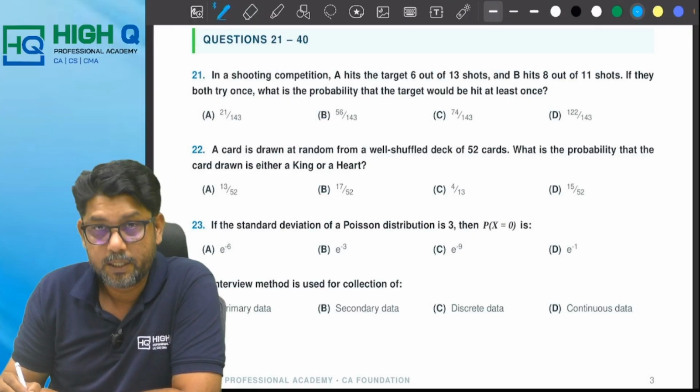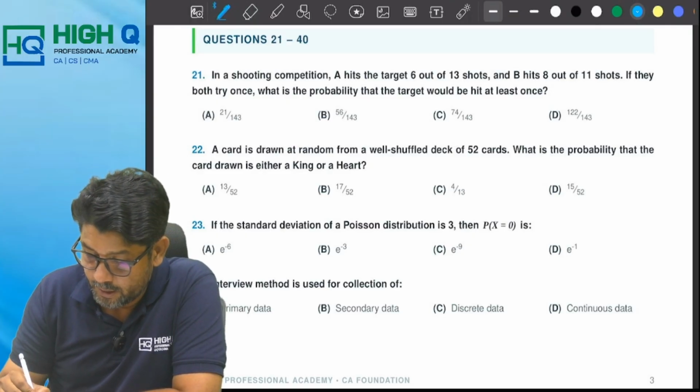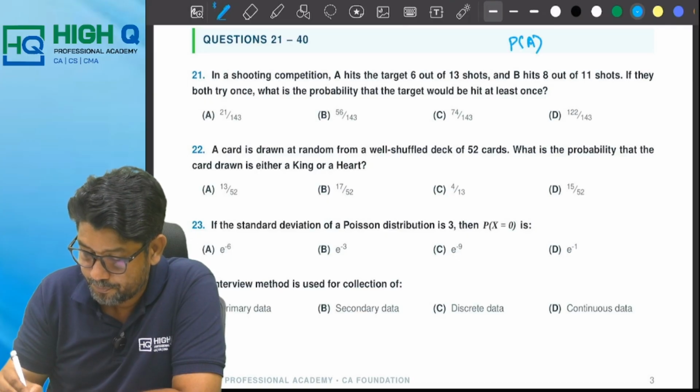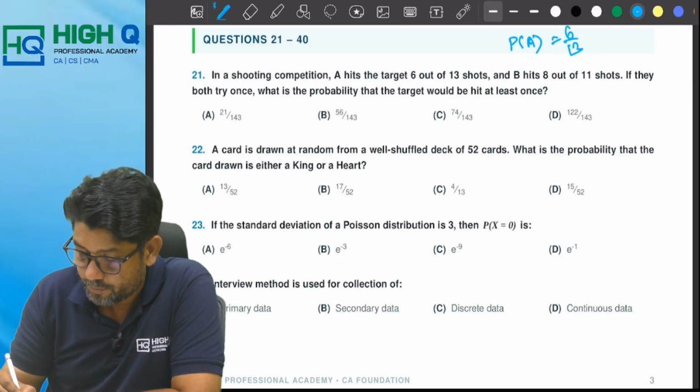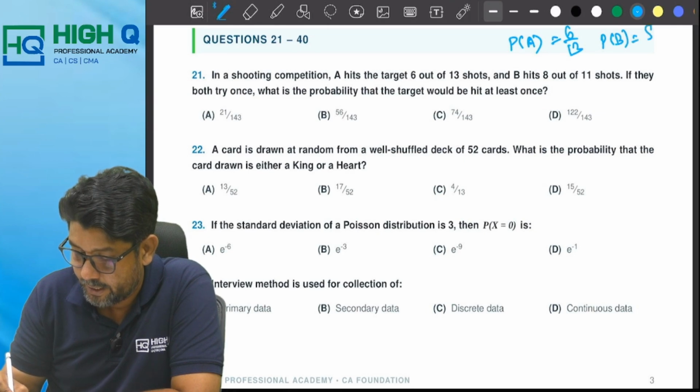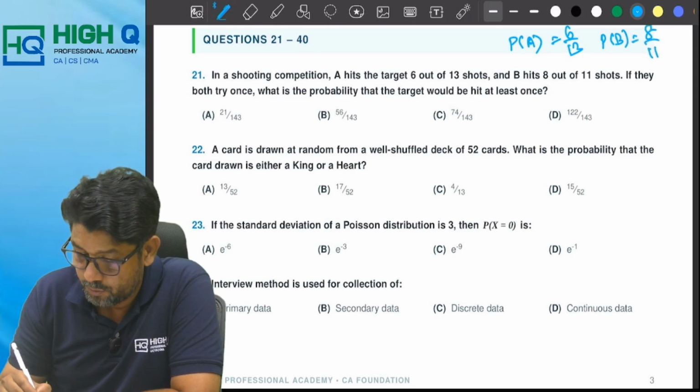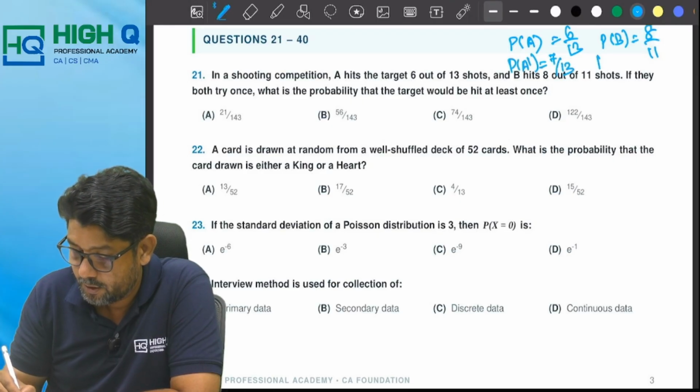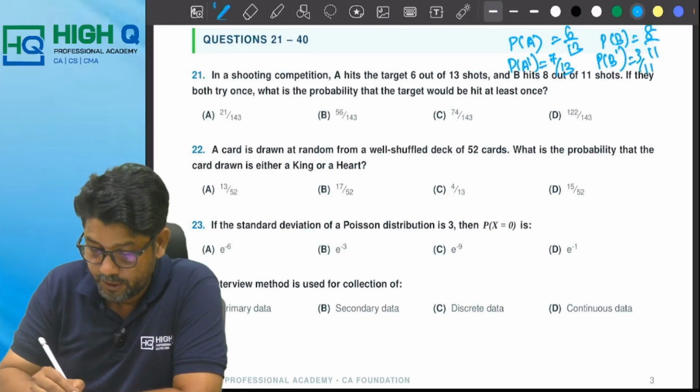So what I'm going to do, I'll tell you. Look at this. P of A is given as 6 by 13 and P of B is given as 8 by 11. Am I right? So now let me find out P of A dash. What is P of A dash? 7 by 13. What is P of B dash? 3 by 11. Clear all of you?